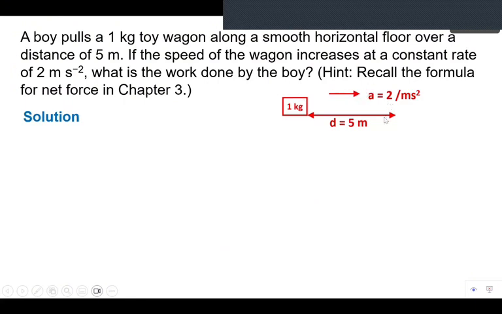So what is the work done by the boy? When I want work done, I know I need the force times the distance. The distance was already stated in the question. This box moved through 5 meters, so the distance must be 5. But what is the force exerted on this box?